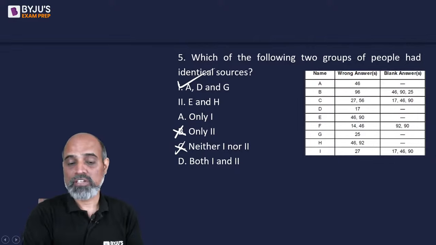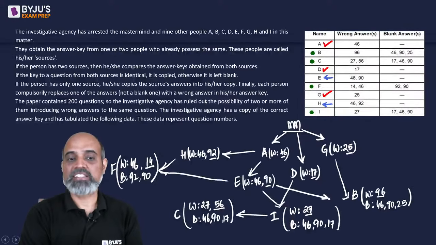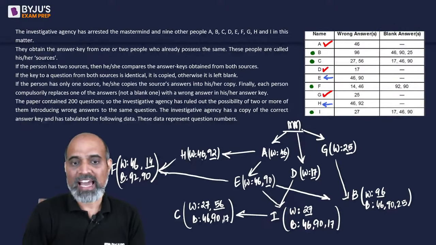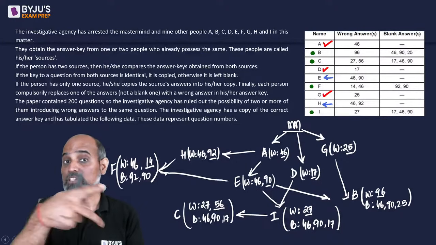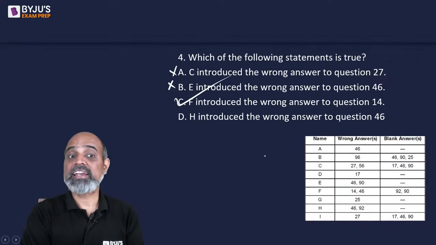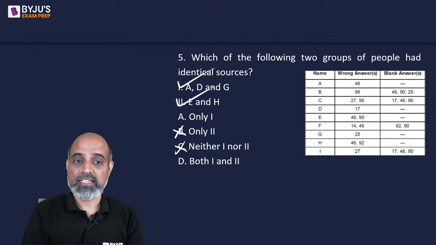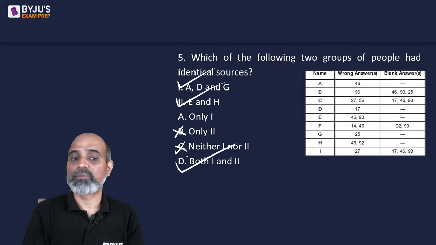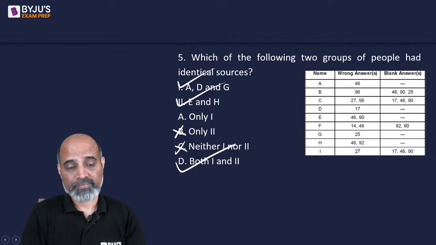So we need to check the second also. E and H. Is it true that E and H both have the same sources? E has the source from A, H also has the source from A only. A's 2 subordinates, remember, E and H? So that is also true. E and H both have the same, identical sources. So both 1 and 2 become our answer, option D.